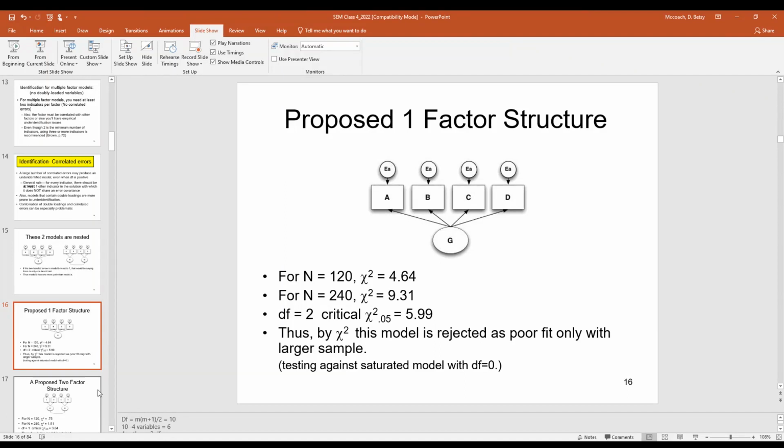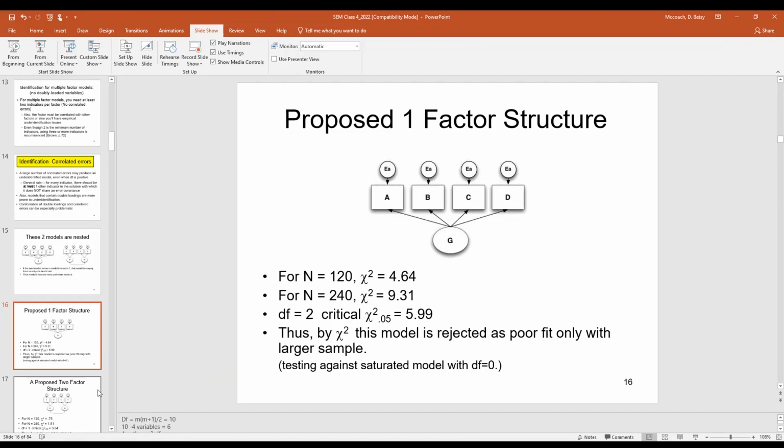It means the second model isn't worse than the first. Well, right now I only have one model. I'm not actually comparing 2 models yet. This is just, I've run this one-factor model and the chi-square is 4.64 and it's not statistically significant. So the null hypothesis that I'm testing here is that the model implied variance covariance matrix equals the variance covariance matrix.